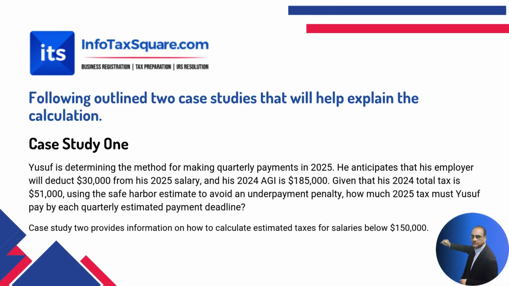I'm going to explain with an example how to calculate estimated taxes for each quarter. Yusuf is determining the method for making quarterly payments. In 2025, he anticipates that his employer will deduct $30,000 from his 2025 salary and his 2024 AGI is $185,000. Given that his 2024 total tax is $51,000, using the safe harbor estimate to avoid an underpayment penalty, how much 2025 tax must Yusuf pay by each quarterly estimated payment deadline?